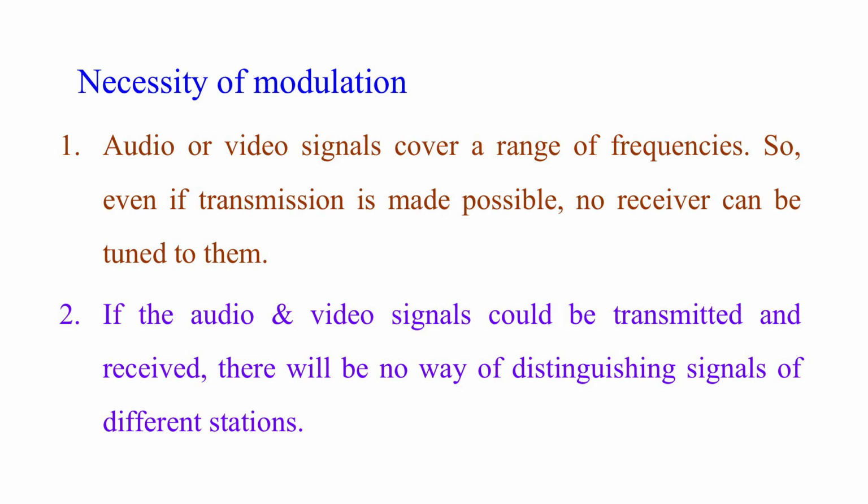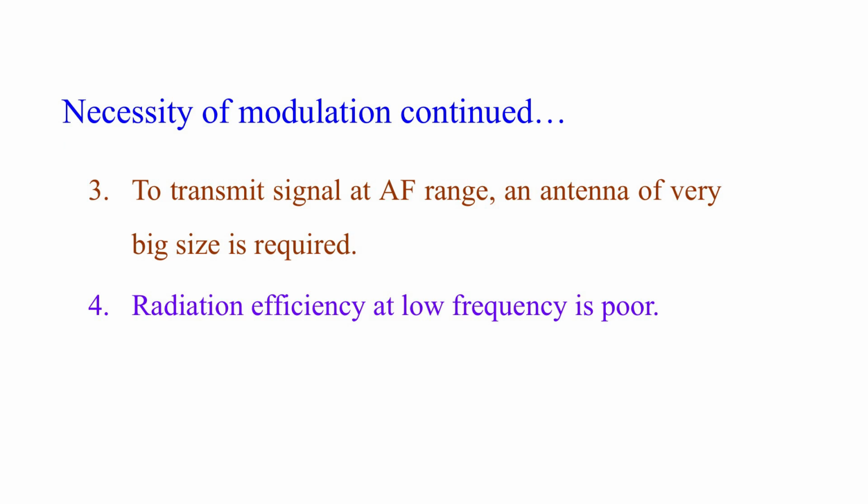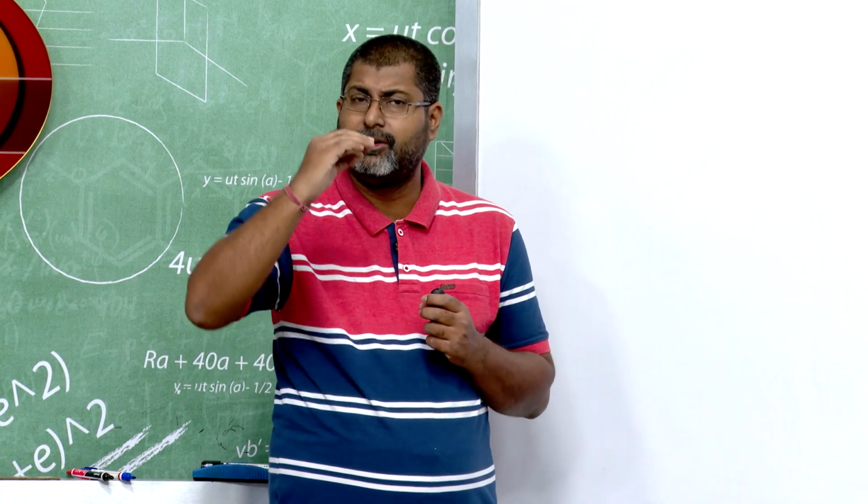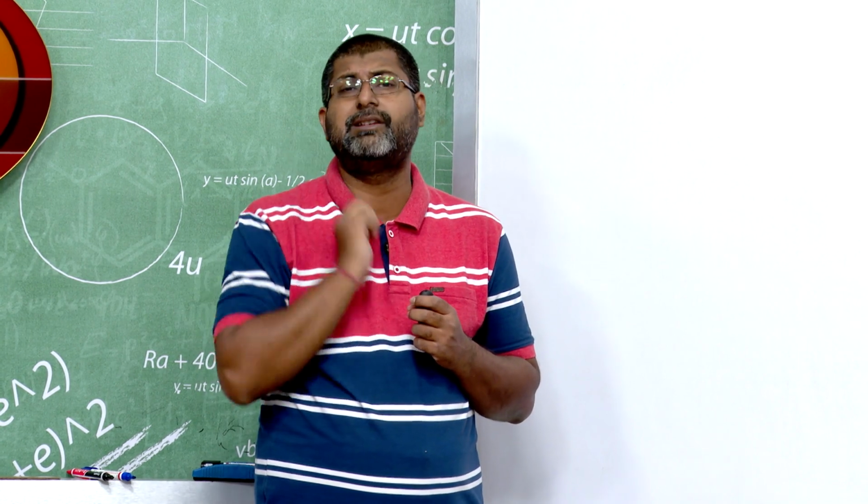Second point: if the transmitter is able to send the signal and the receiver receives it, but different radio stations are broadcasting signals at the same frequency, there will be overlapping of the signals of different radio stations. Third point: to transmit a signal in the audio frequency range, an antenna of very big size is required. And the fourth one is that the radiation efficiency at a low frequency is poor. Due to all these limitations, modulation is required.